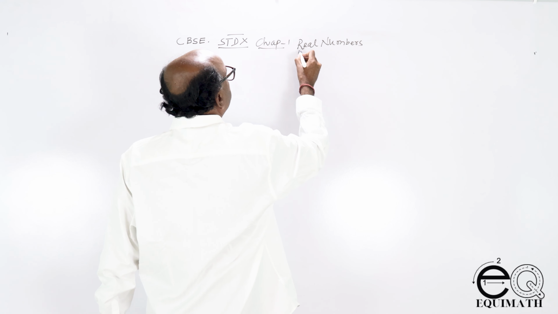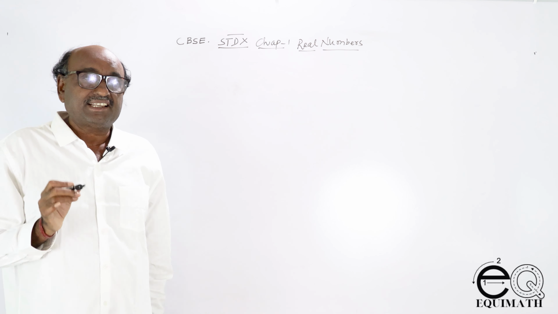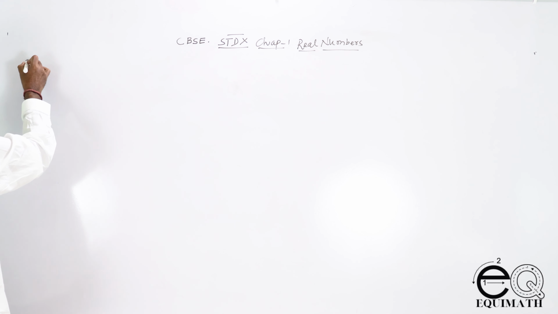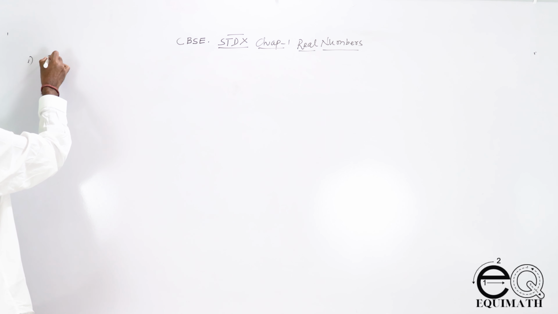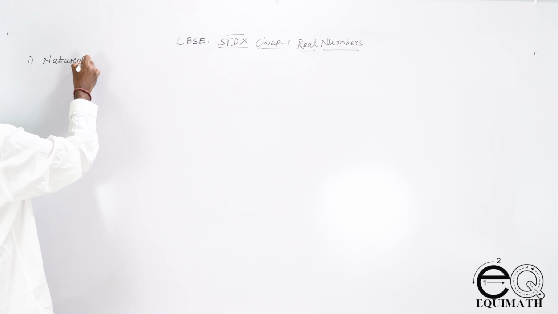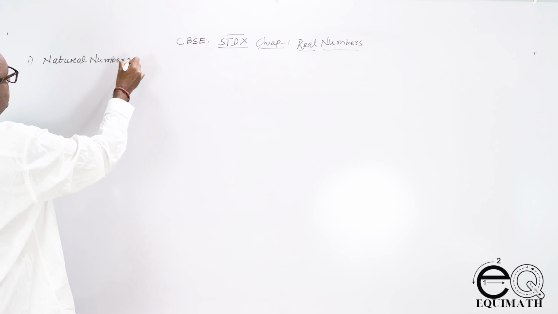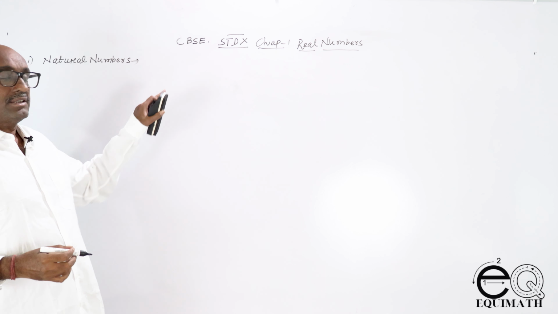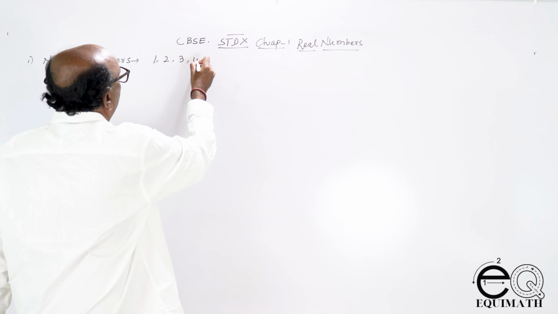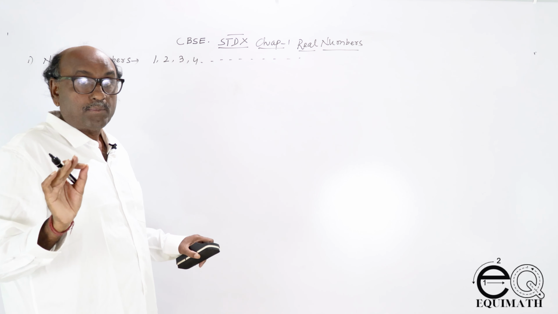So first see. To understand real numbers, first see what are natural numbers. Already it is taught in previous classes. What are natural numbers? The numbers 1, 2, 3, 4 onwards, all the numbers are natural numbers.